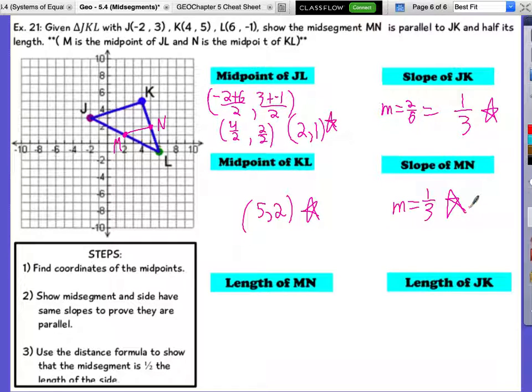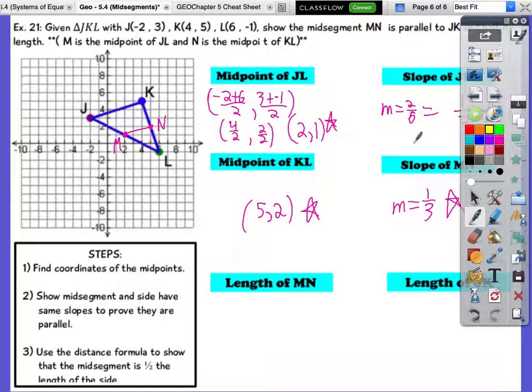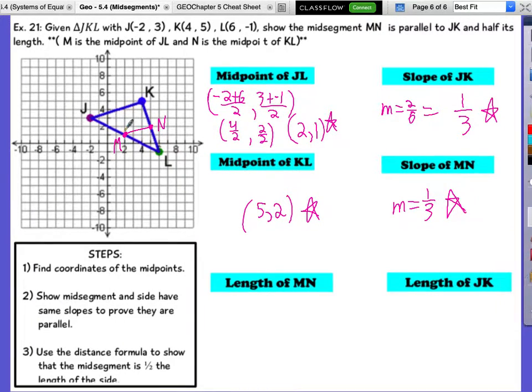Okay, we can use distance formula, but that's a long thing. We can also use a variation of the Pythagorean theorem. If we're finding the length of MN, let's look at this, guys. We can make this into a right triangle to find the distance. We've done this distance before. What's the length of one of these sides? One. What's the length of this other side? Three. And then this is our unknown.